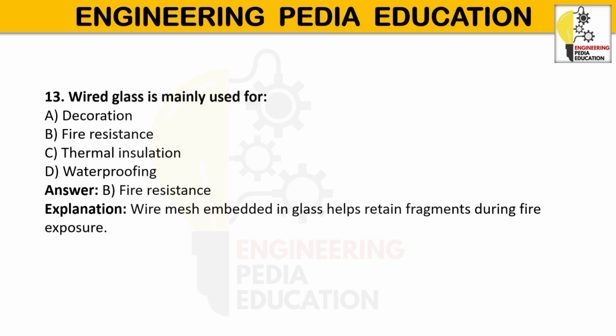It contains a metal wire mesh inside the glass. It helps keep broken pieces in the glass after cracking. It offers better fire resistance than ordinary glass in some assemblies by slowing the spread of flames and hot gases.